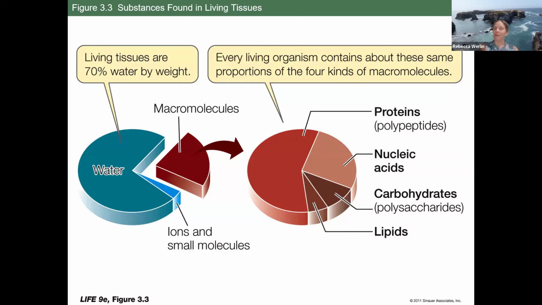Now, the majority of macromolecules are proteins, which can be called polypeptides. And so poly means a lot or many. So polypeptides have a lot of peptide bonds. Then you have nucleic acids, which will be DNA and RNA. You'll have carbohydrates, which are known as polysaccharides. And saccharide means sugar. And again, poly means a lot. So carbohydrates are a lot of sugar molecules. And then lipids are fat.